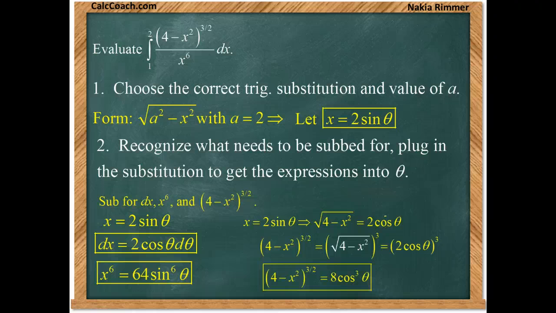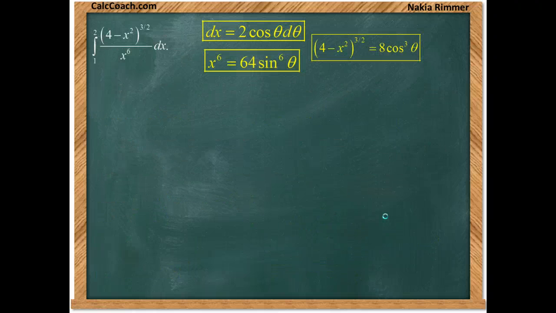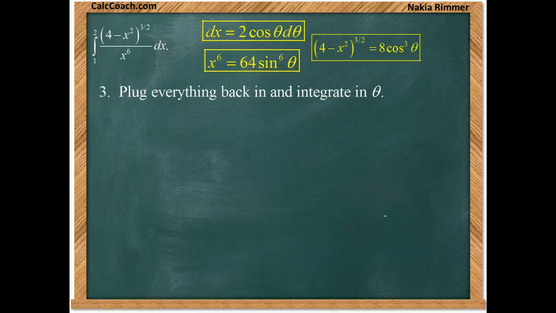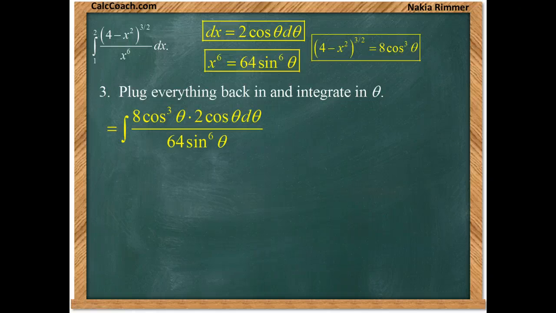So now we have the numerator and the denominator. We are ready to plug everything back in and integrate in terms of theta. We have an 8 cosine cubed and a 2 cosine in the numerator. And then our denominator is 64 sine to the 6th. So the 8 and the 2 is 16, and 16 goes into 64 4 times, so we can pull the 4 out. But as far as the trig goes, nothing cancels. We have cosine to the 4th in the numerator and sine to the 6th in the denominator.